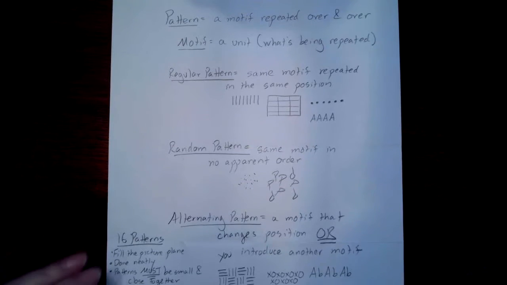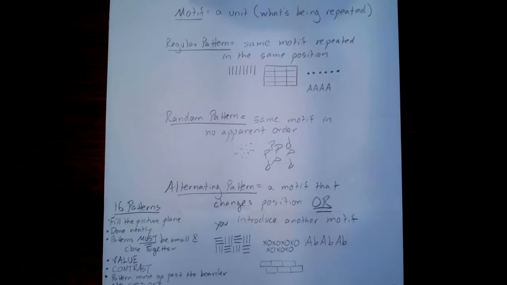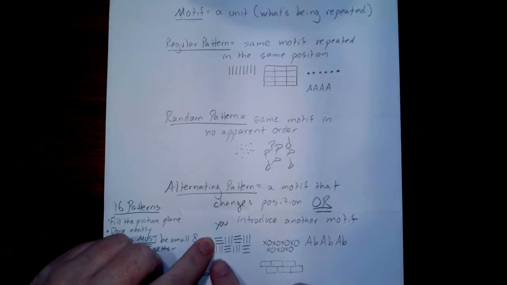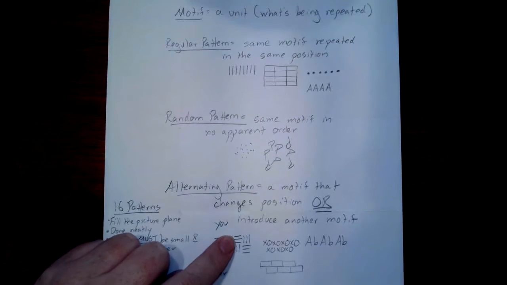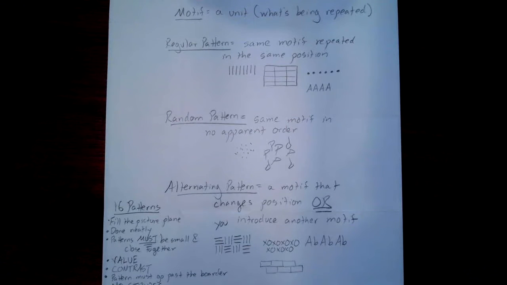An alternating pattern is when you have a motif that changes position or you introduce another motif. So it's like if I look at this one here, I have 3 lines that are horizontal, 3 lines that are vertical, 3 horizontal, 3 vertical, XO, XO, XO, AB, AB. A brick pattern, like just a regular brick pattern, we alternate those bricks. So that is an alternating pattern.